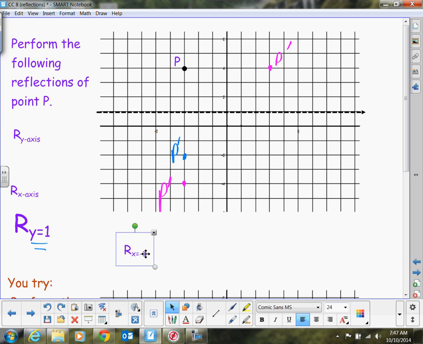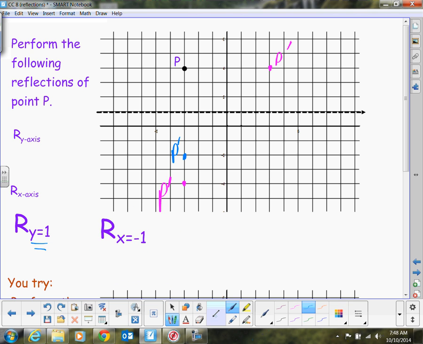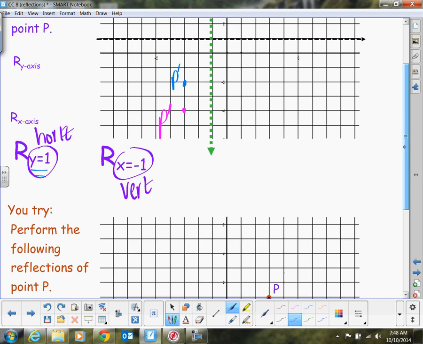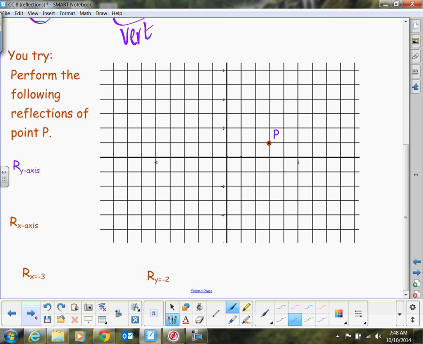What kind of line is x equals negative 1? It is vertical, so I'm going to go to negative 1 and draw a vertical line. That's my reflection line. How many units away from this vertical line is P? 2. So I'm going to move 2 units in the other direction, and that's my new P prime. What do you think? Again, it is so important that you know that y equals is horizontal, and that x equals is vertical.